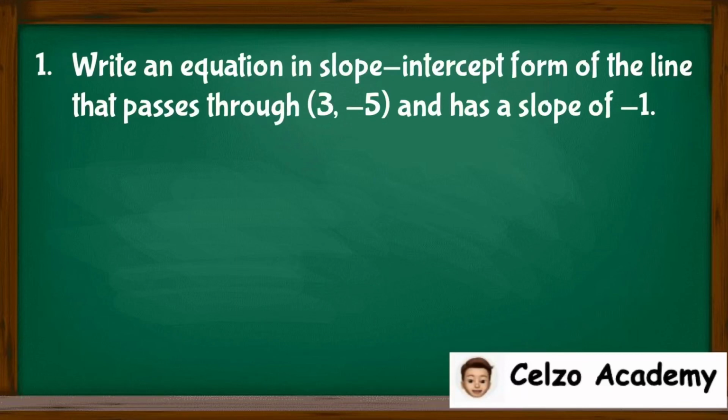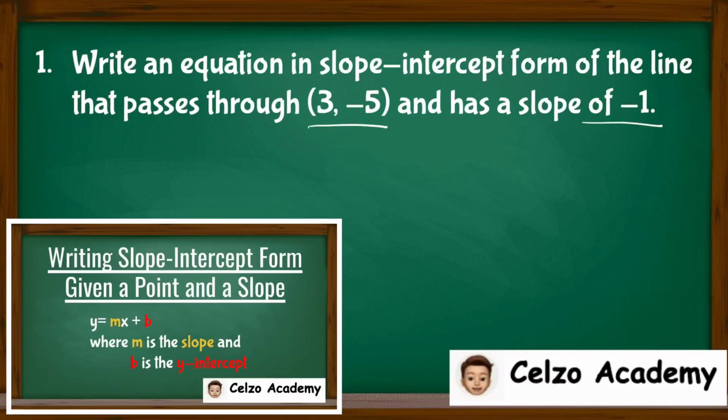Write an equation in slope-intercept form of the line that passes through (3, -5) and has a slope of -1. There are two things that we need in writing the equation of a line. One is the slope, which is already given, -1, and we also need the y-intercept, which is still missing.